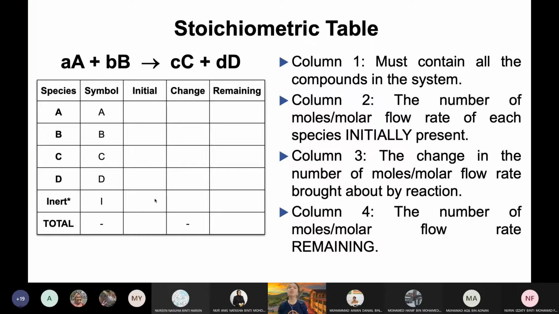So basically initial tu adalah kamu punya in. Okay. Next column, change. Change ni to address berapa banyak setiap compound ni berubah semasa tindak balas.